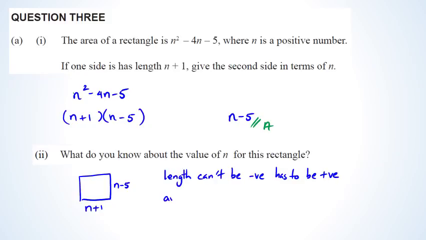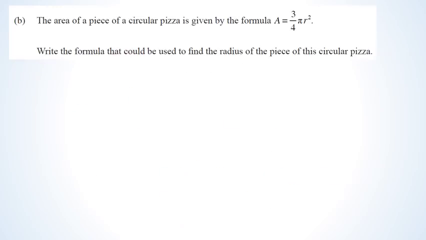The area can't equal 0. The reason I say that is because if you put n equals 5, then the area becomes 0. But if you put n as any number less than 5, then you're going to have a negative length. So n has to be greater than 5. If you just write n as greater than 5, you get an achieved, but if you write it with those two other reasons, you get a merit. All right, let's go to the next question.